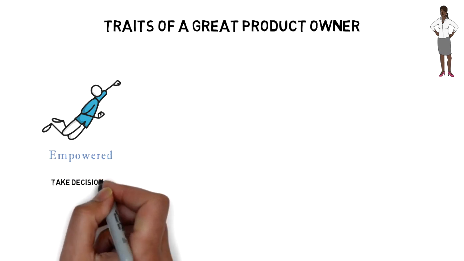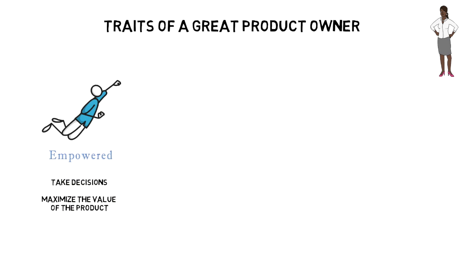Product owners should be empowered to take decisions on what should be added or not added to the products, to be able to maximize the value delivered by the team. He should also be able to work with the team and stakeholders, and sometimes say no to stakeholders if what they are asking for won't bring high customer value.